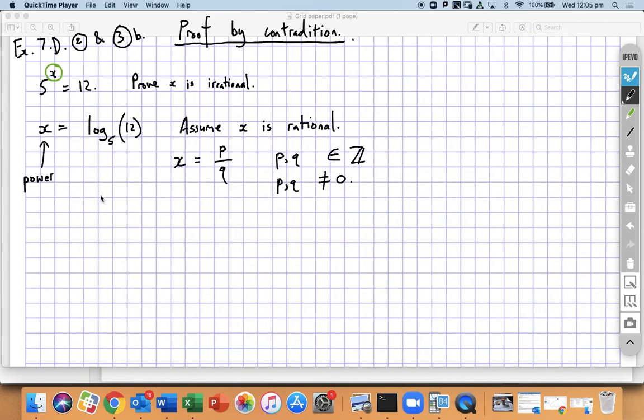So let's go with that. I'm going to take this statement here. Sorry about these emails popping up. I'll take this and I'm simply going to rewrite x equaling p on q.